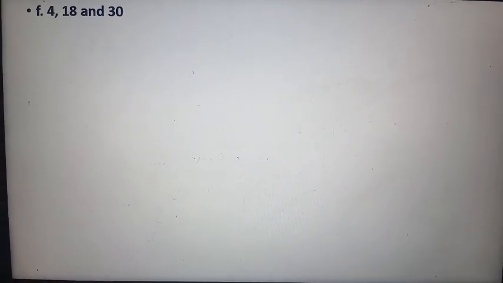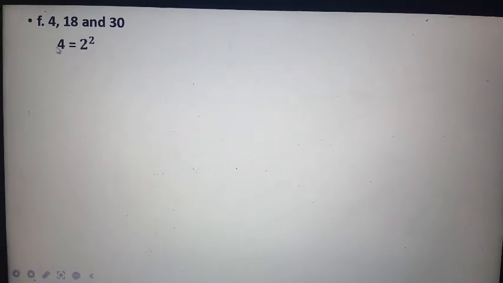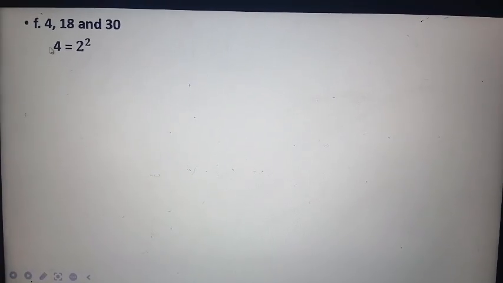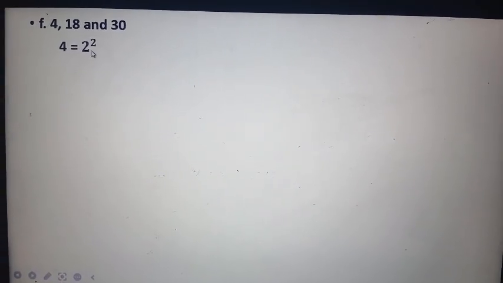Okay. Next, 4, 18 and 30. When we express 4 in terms of prime factorization, it will be 2 squared.